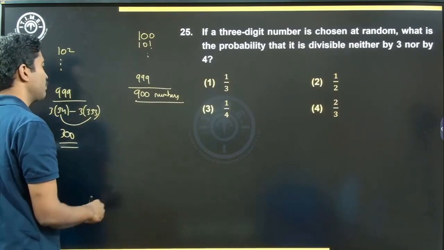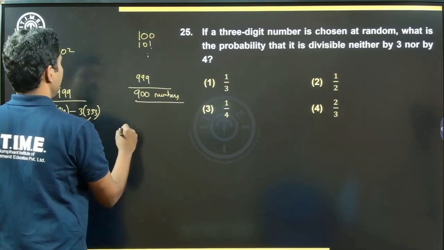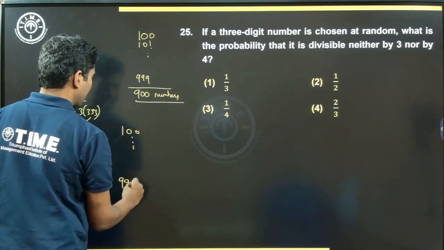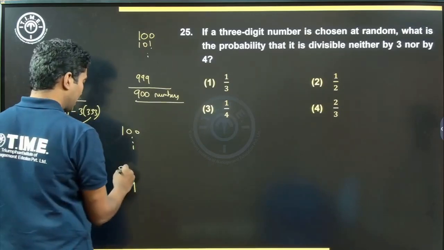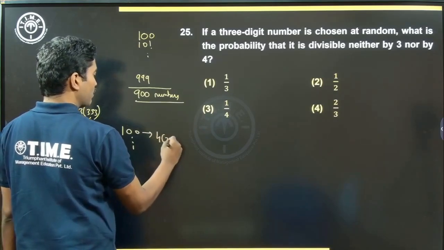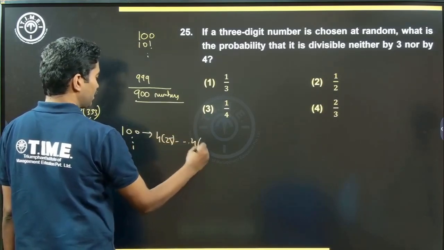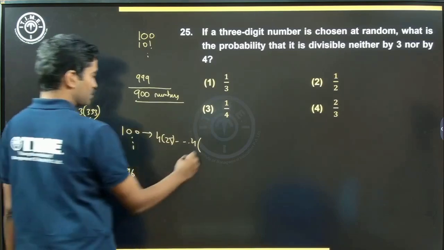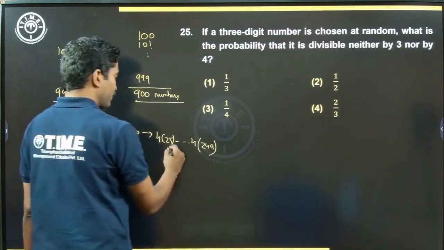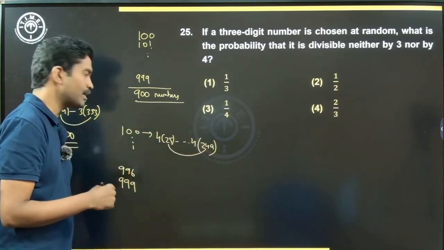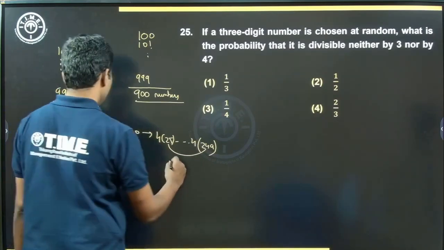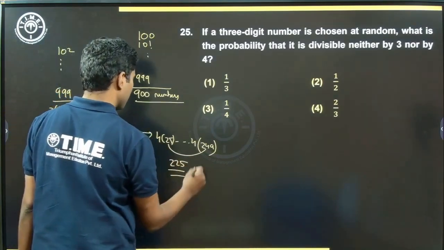Okay, how many are divisible by 4? The smallest such number is 100. The largest such number is 999, but 999 is not divisible by 4; 996 is divisible by 4, correct? So this is 4 into 25 all the way till 4 into 249, since 4 into 250 is 1000. So how many such numbers are there? From 25 to 249, both included. 249 minus 25 plus 1, that would be 225 such numbers divisible by 4.